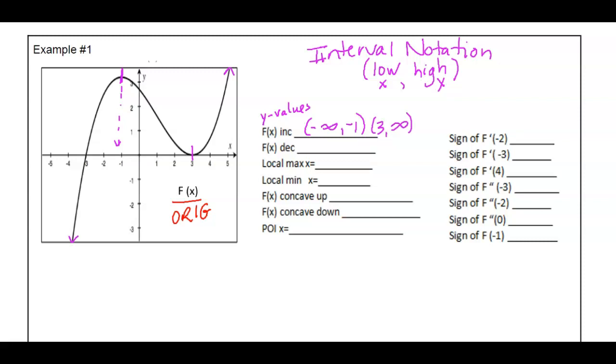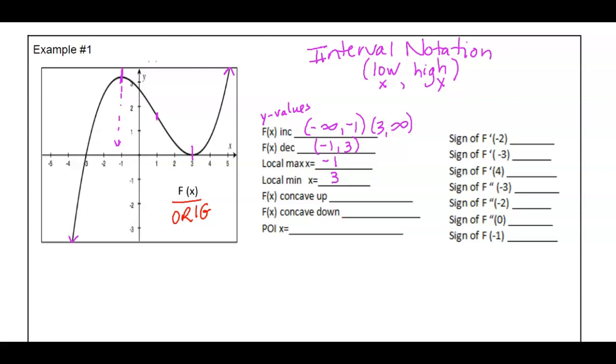F of x is decreasing, so our y values decrease from -1 all the way to x equals 3. We have a local max at x equals -1, and we have a local min right here at 3. We're concave up. It's kind of hard to tell, but I'm going to assume it changes curvature about right here. If you said like 1.5, that would be okay. So I'm just going to say it's at 1. As long as you're close, I would give this to you on a quiz, and the interval would be close as well if this was multiple choice.